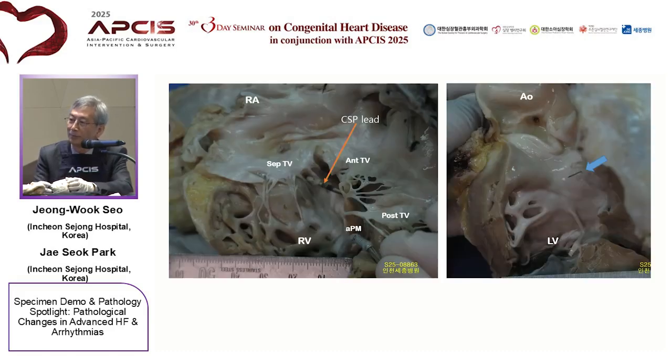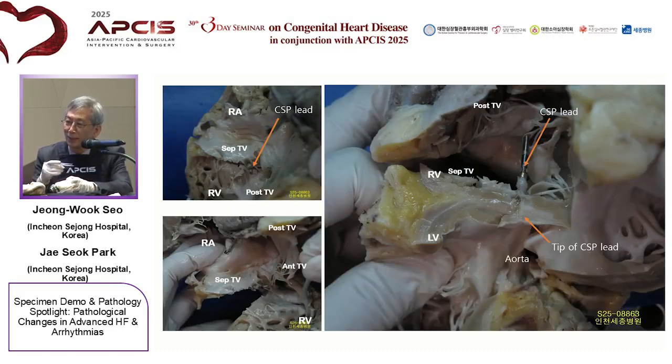Next slide, please. Now we are looking at the septal surface of the right ventricle to show the CSP lead close-up. And on the right panel, we are looking at the other side of the chamber, the left ventricle, where the CSP lead is going to approach. Next slide, please. Then we cut the plane where the CSP lead is, and we are looking at details of how the CSP lead is approaching the septum and so on.